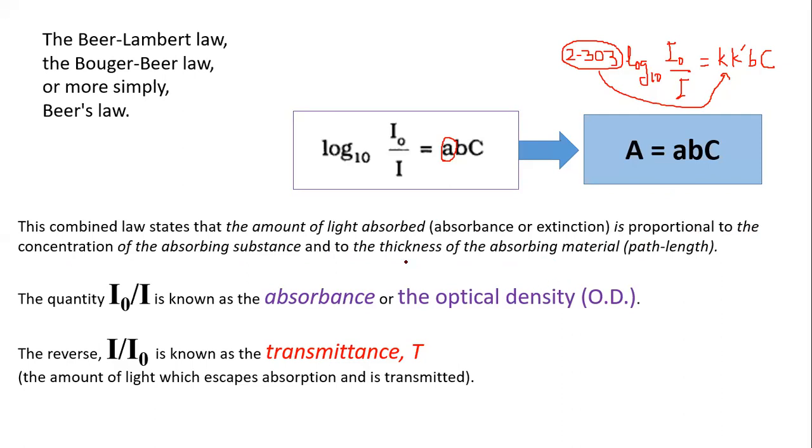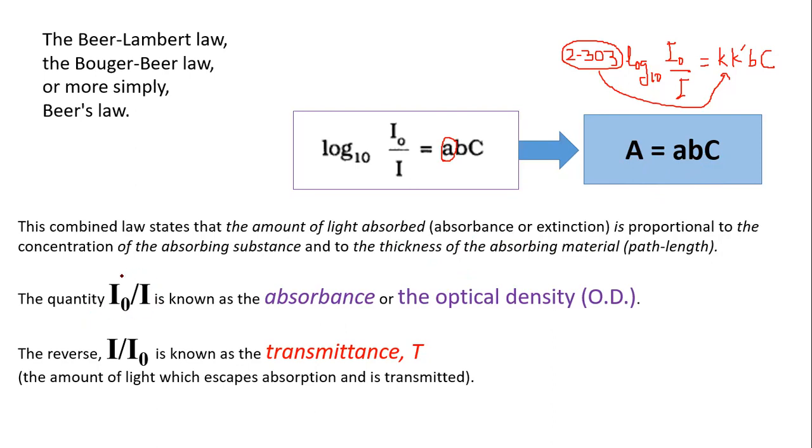I can actually fiddle with this law and say it like this, that the amount of light absorbed by the absorbing material is directly proportional to concentration, provided I keep the path length constant, right? The reverse is also true. I can say that the absorption of light is directly proportional to the thickness of the absorbing material, provided I keep the concentration constant. Both ways around I can put it, or I can say it like the combined statement of the law.